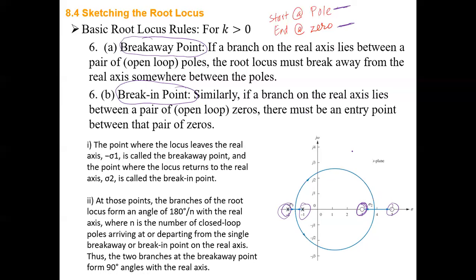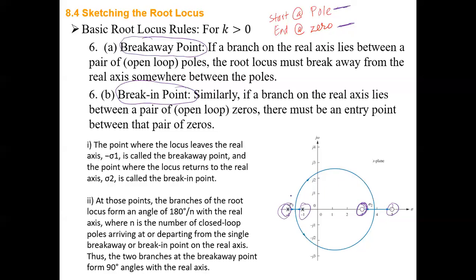Otherwise, it has to go to infinity, right? If it doesn't find enough zeros, let me rephrase it. For each pole, you have to have a zero. So the root locus starts at a pole and ends at a zero. So we have 2 poles, 2 zeros. That's the good news. It means our root locus does not have to go to infinity to find a zero.